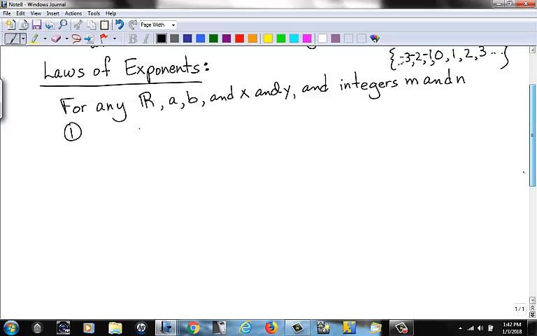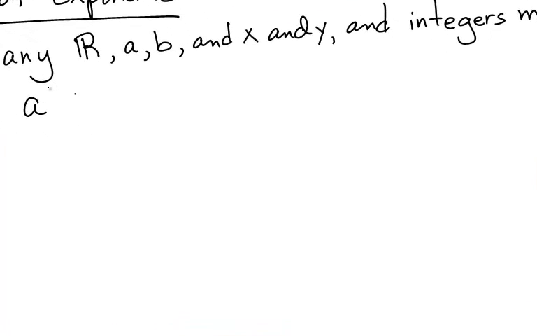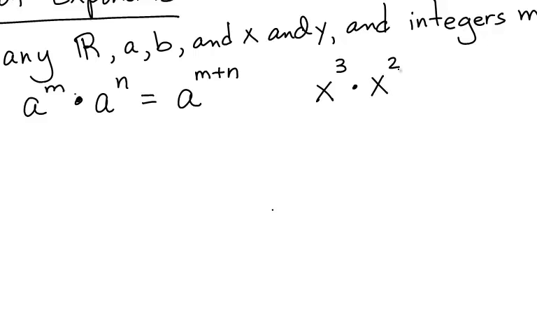First one. A to the m power times a to the n power. When you multiply monomials and the bases are the same, you add the exponents. So it's a to the m plus n power. So example, if I had an x to the third times an x to the second, if those bases are the same, it stays an x and it's x to the fifth power.